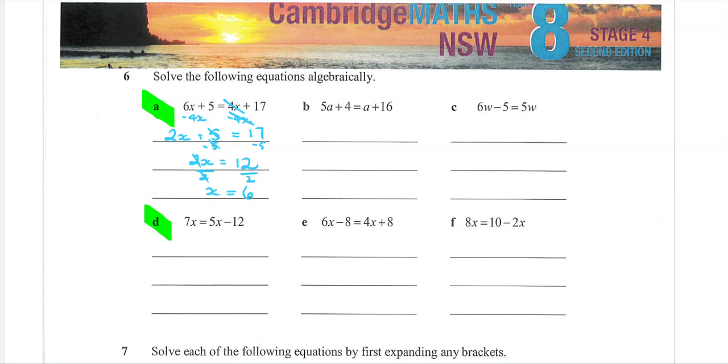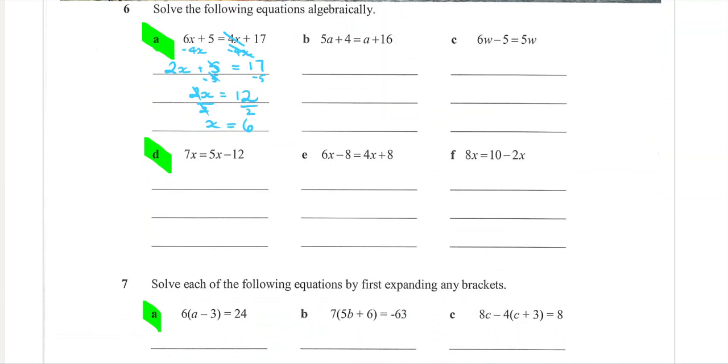D is the same kind of question, so let's try that again. I have an x on both sides, 7x and 5x. The 5x is smaller. To move it, I subtract it. That will get rid of the 5x's from the right-hand side. Subtracting on the left-hand side, 7x take away 5x is 2x's, and that is equal to negative 12. Okay, I still need to get rid of the 2 in front of my x. How do I do that? I divide by 2. Good. So x equals negative 6.